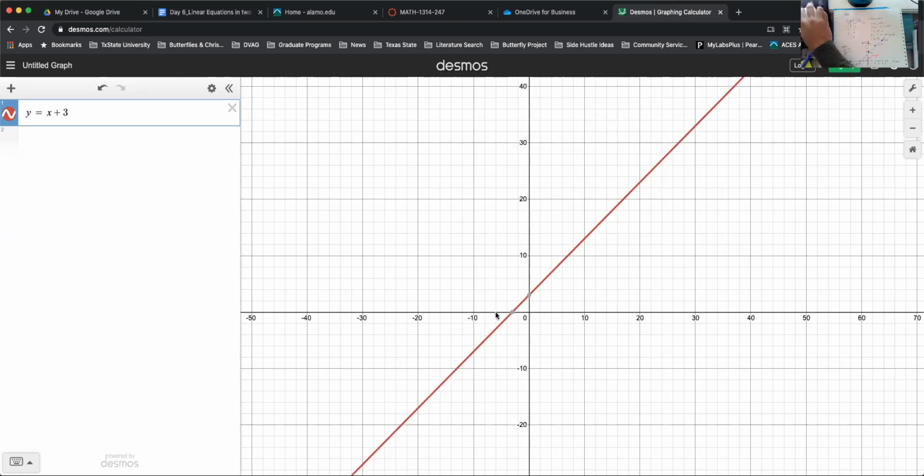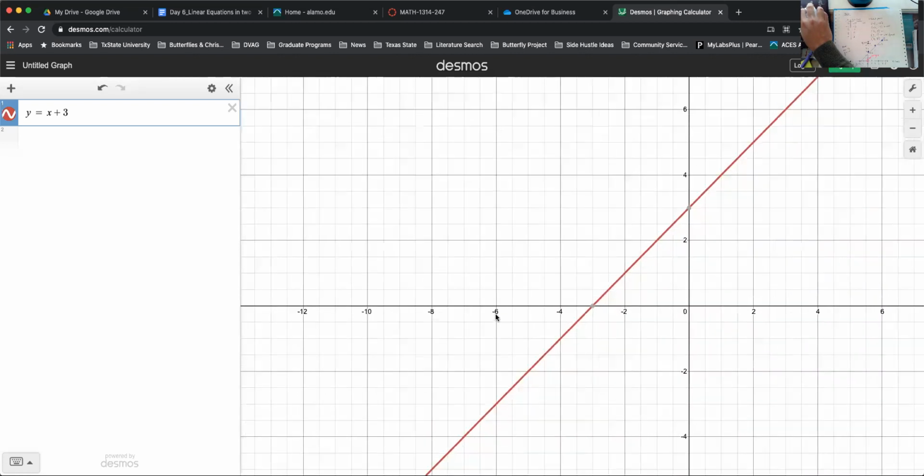-6, -3 was another ordered pair that's consistent with this equation. So I should be able to go to -6. I'll zoom in over here. And -3 should be the y value. So that should be right here.